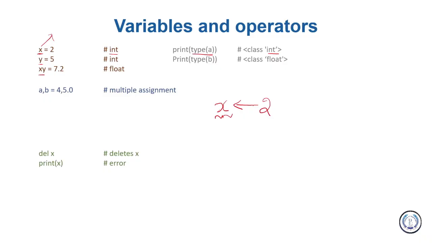In the assignment here, I'm storing 2 inside X, and next time if I want to print what is there in X, the printed value will be 2. Now, this kind of symbol is hard to write. There is no keyboard symbol that looks like so. So rather than writing this symbol for assignment, normally an equal sign is used. For example, X equals 2 means 2 is assigned to X. Y equals 5 means 5 is assigned to Y. XY equals 7.2. XY is completely a new variable. It has nothing to do with X or Y.